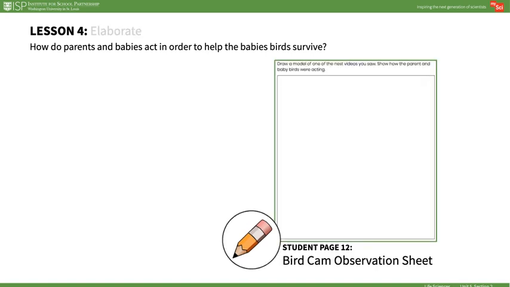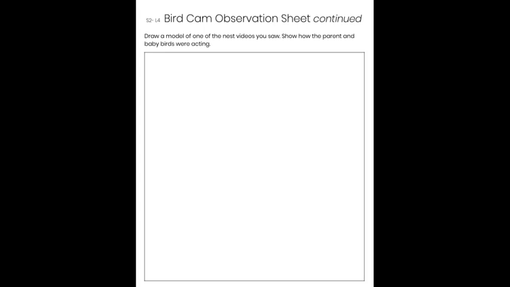In the Elaborate, ask students to draw a picture model of one of the nests with the birds in it after viewing at least 2 different bird cams to illustrate the behavior of the baby and parent birds on Bird Cam observation sheet, student page 12. Ask students to compare models and describe how the 2 types of birds differed in their behavior.